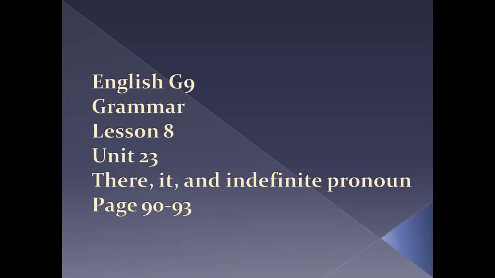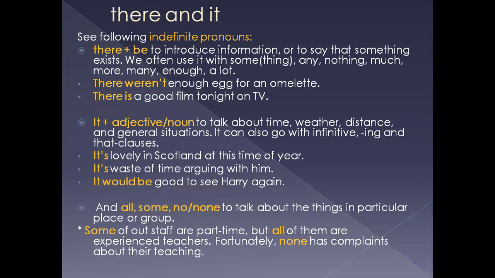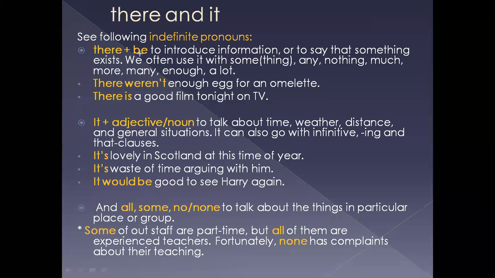So today's lesson is about the indefinite pronouns there and it. So have a look at the screen. I'm going to explain it, okay? What is an indefinite pronoun? Usually indefinite pronouns talk about something general and not particular. For example, there and it, those two pronouns today. There plus be is used to introduce information or to say something exists. So it gives information as well as tells us that something exists.